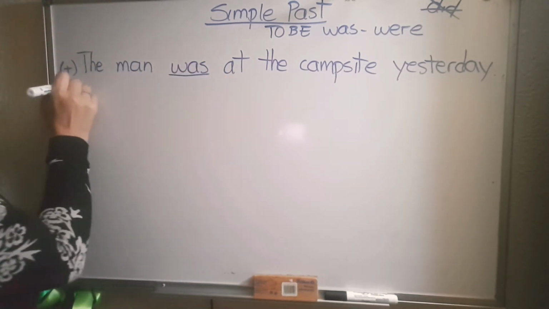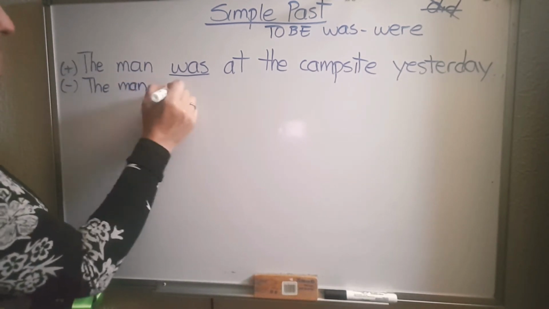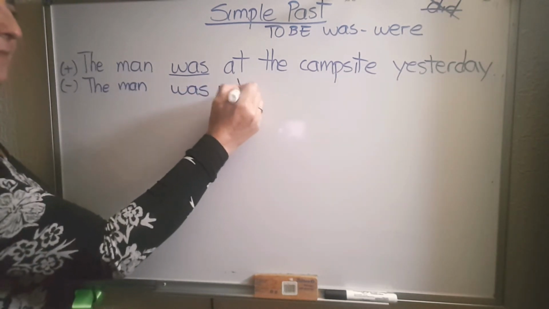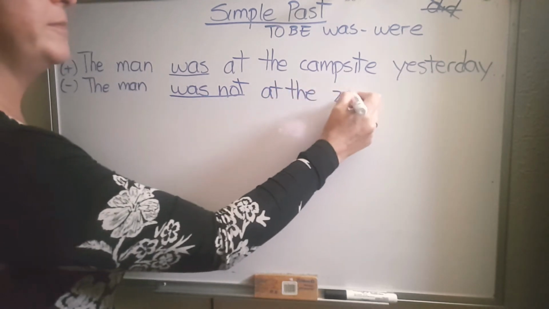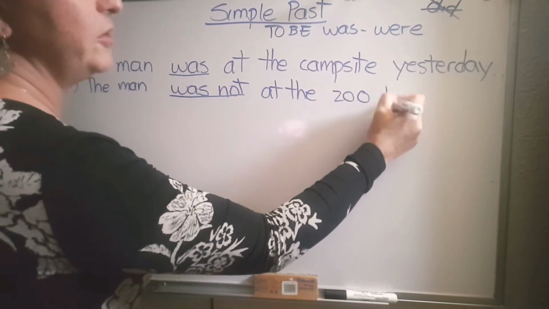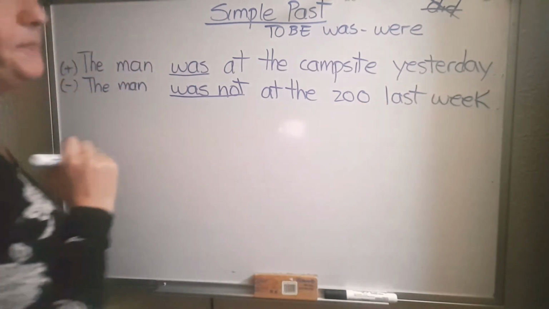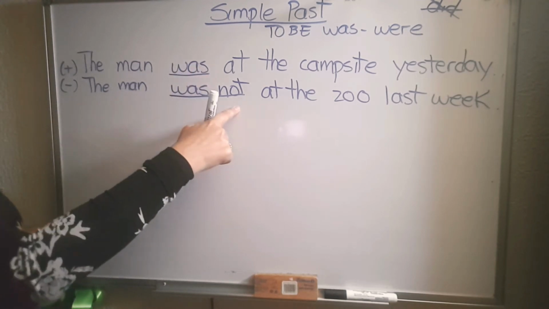So for the negative, we use the man wasn't or was not at the zoo yesterday, or we can write last week to use another expression of time. The man was not, was not.